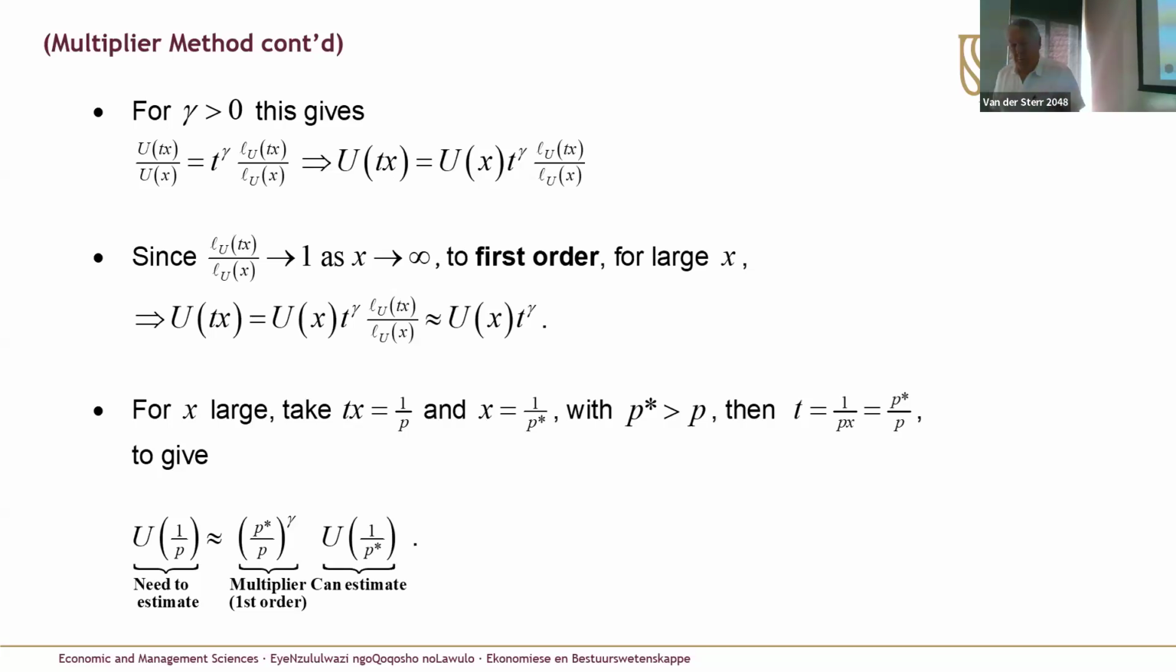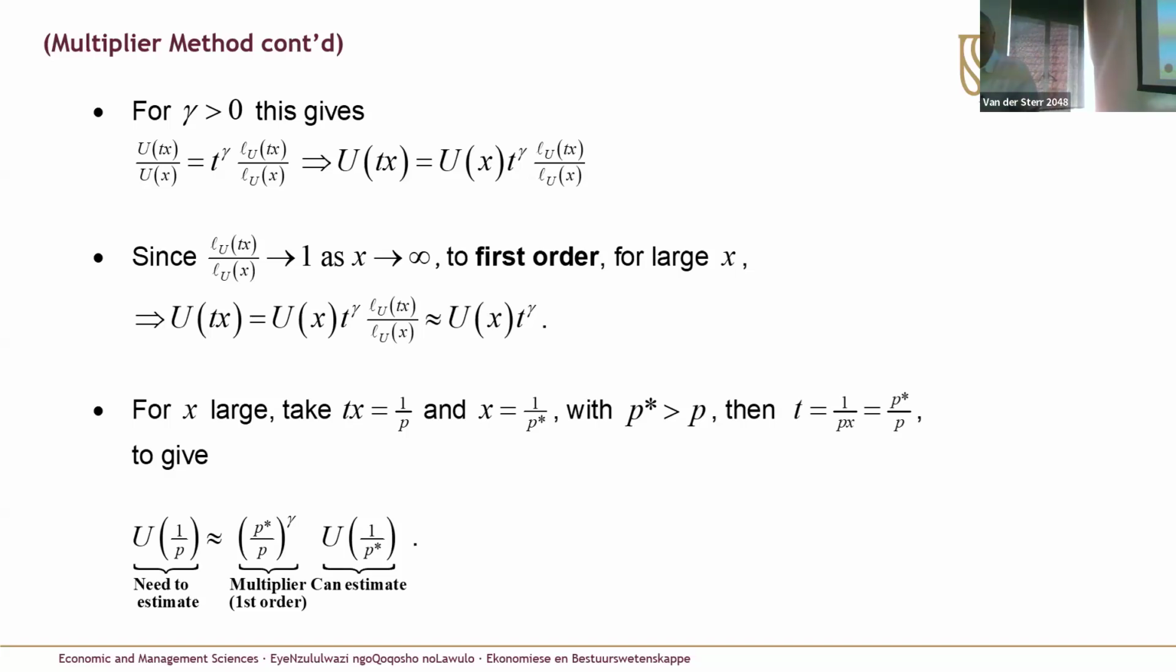And then I'll focus on the gamma positive case. We saw that U T X over U X is of this form. And U T X can then be written as just U X times that. Since that goes to 1, to first order, we can write U T X as that quantity, and then we leave out this, which goes to 1. So our approximation for U T X is U X times T to the gamma.